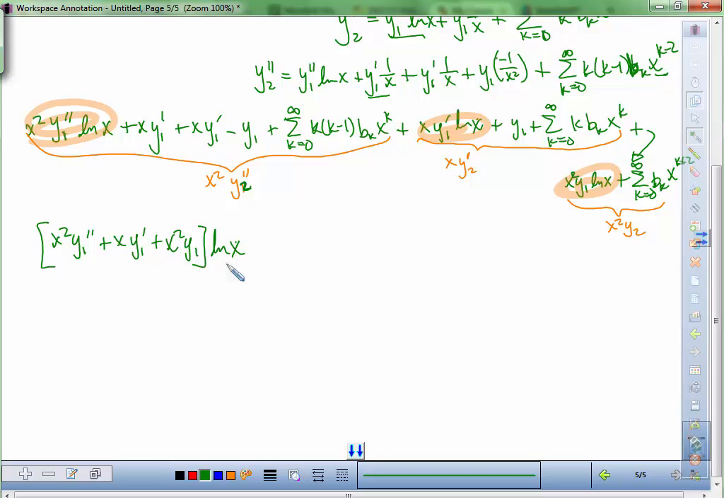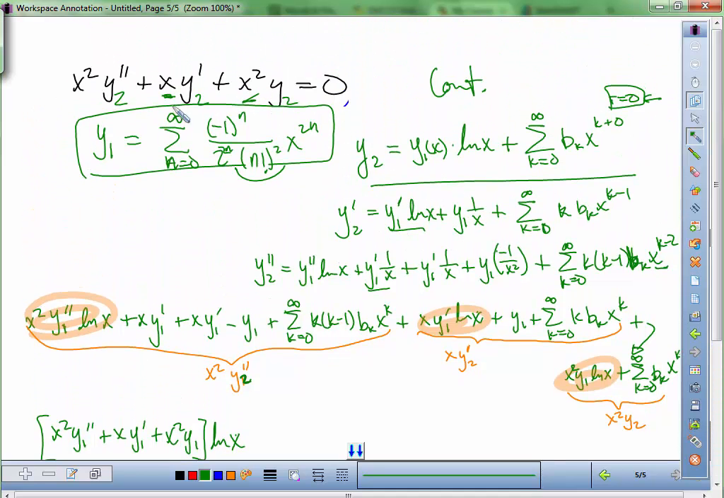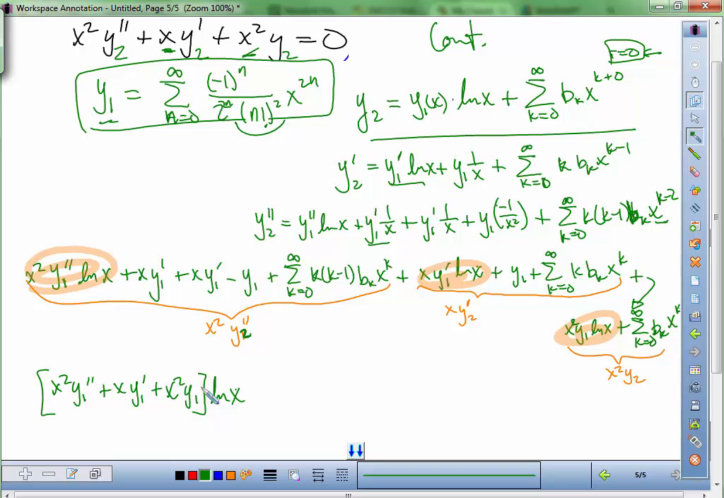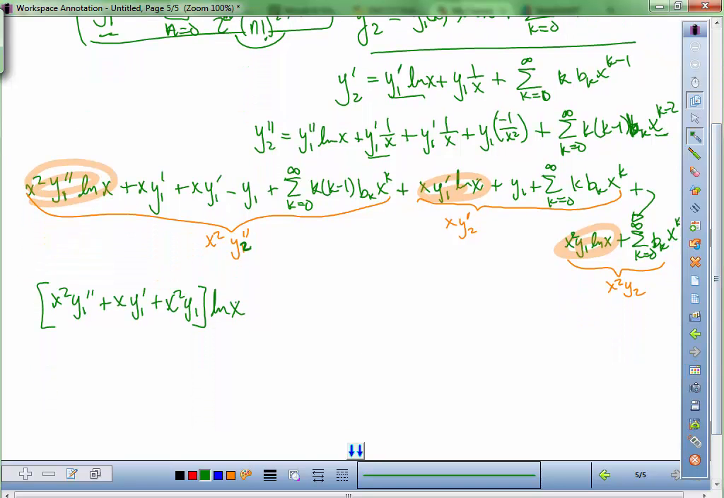This is our original differential equation, and we said that y1 is a solution to this differential equation. So if y1 is in fact a solution to this differential equation, then yes, this is equal to 0. Okay?